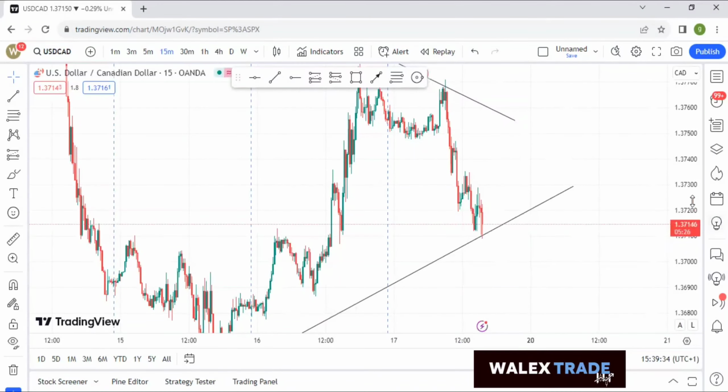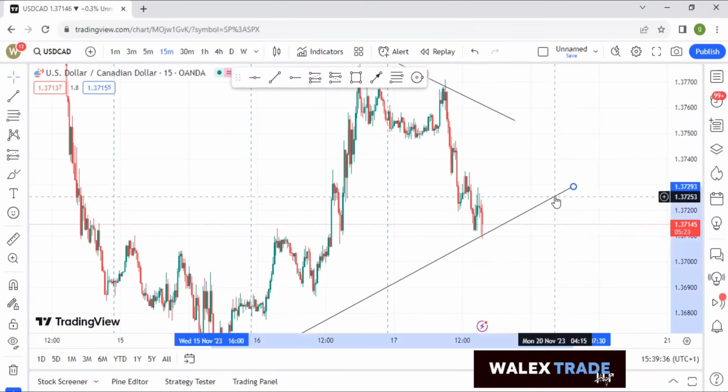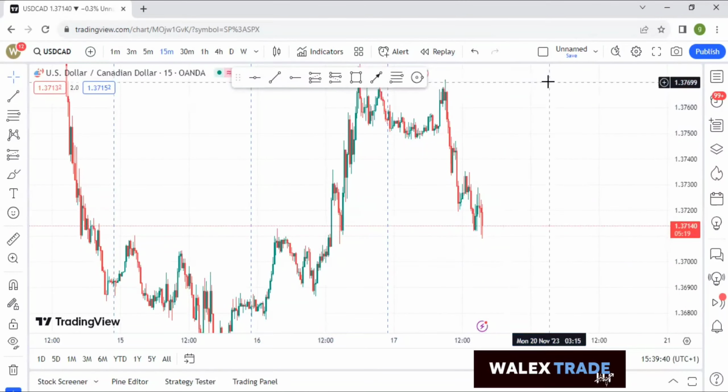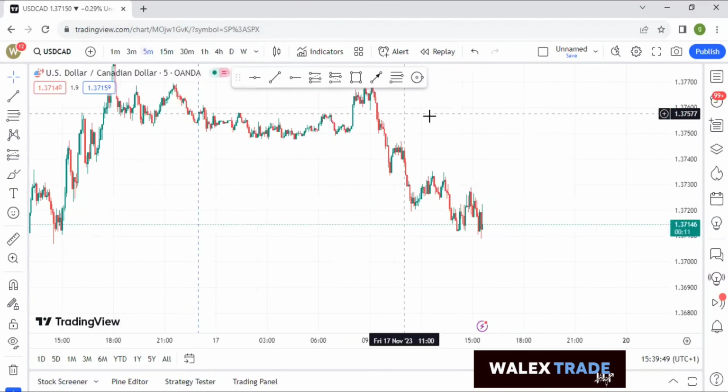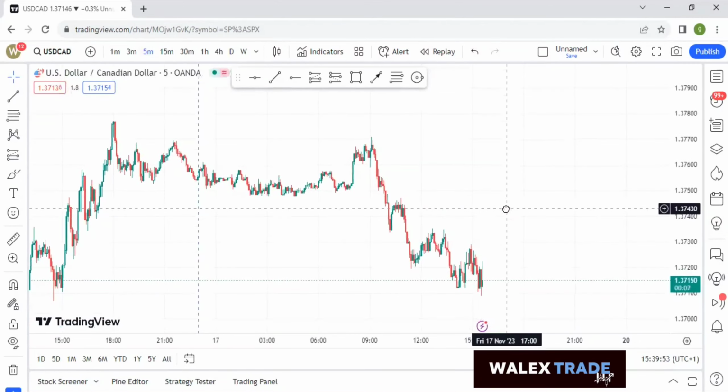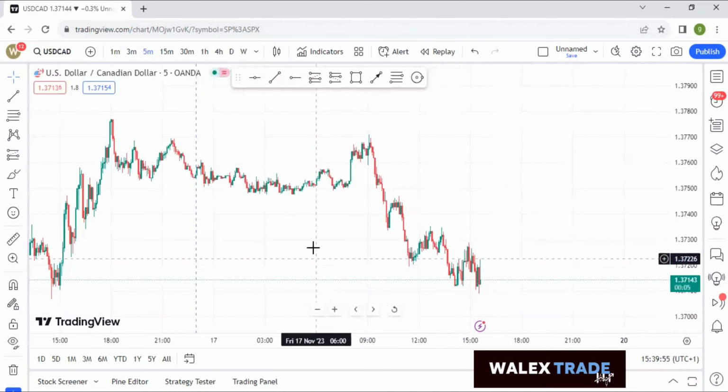Okay, so now let's proceed to another time frame. Like I said, when drawing, you can draw a trend line in any time frame. It could be any smaller time frame or anything. This is the 5 minutes time frame, so let's draw it and see. You can see on the 5 minutes time frame, this is what we're going to have.